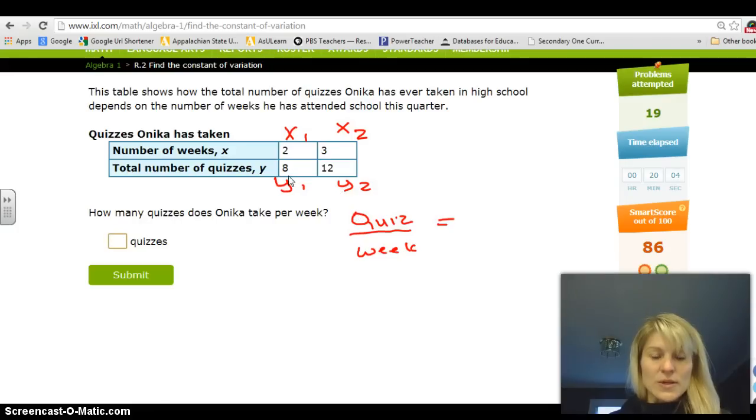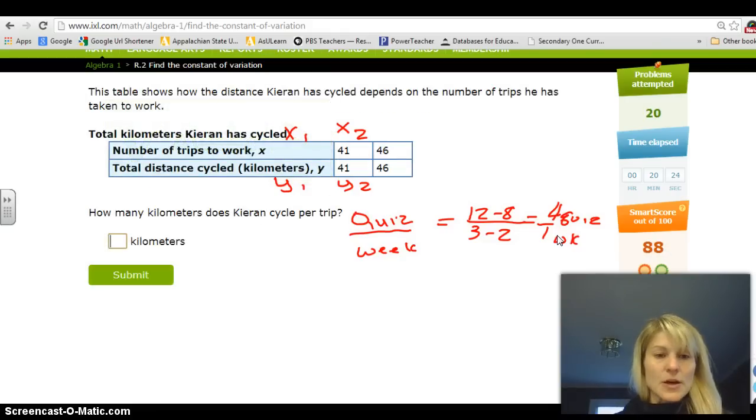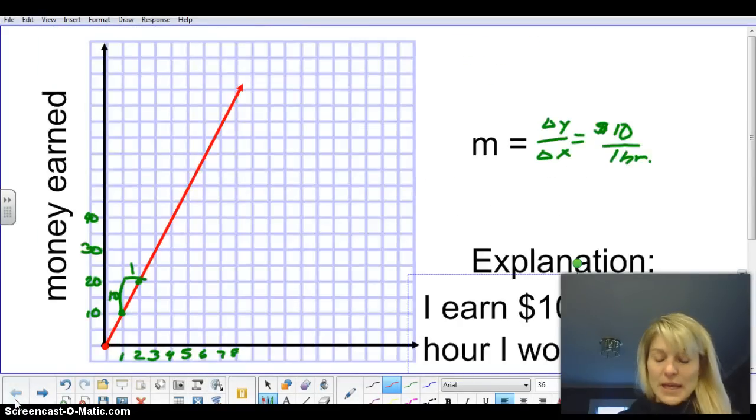So if we look at our quizzes here, we're going to do 12 minus 8, because that's Y2 minus Y1, over 3 minus 2, which is going to give you 4 over 1. So she takes 4 quizzes every week. And then we would just put in 4 here. Okay, so we're going to work on that tomorrow. So all you need to do is come in with your notes from these last 2 problems that we did, and then this problem and the other problem right here. And then we'll spend some time working on meaning of slope tomorrow.